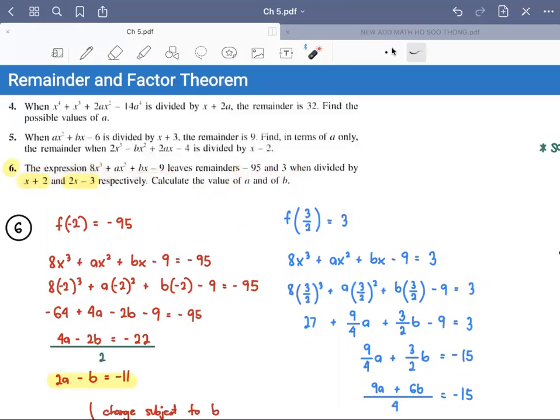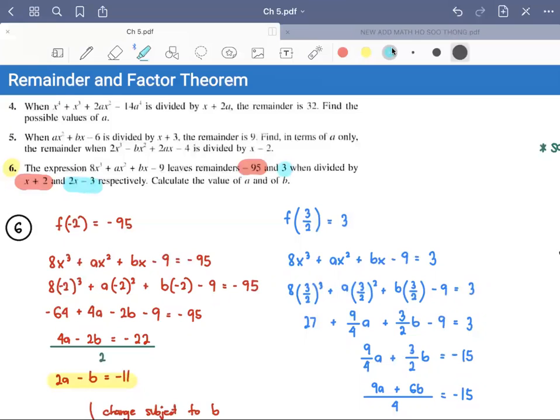All right. So for my first equation, okay, let me highlight that with maybe red, since I'm using red marker for that one. All right. So this is the first equation. It will come from the first division. So again, the expression is divided by x plus 2, and then your remainder is negative 95. For the second equation, highlighted in blue, you divided the same expression, but this time by 2x minus 3, and your remainder is 3.